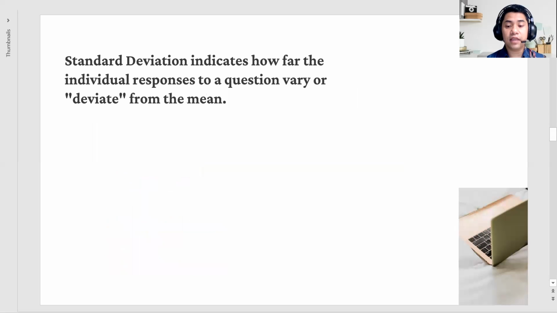Standard deviation indicates how far the individual responses to a question vary from the mean, so the researchers know how spread out the responses are. Are they concentrated around the mean or far from the mean score?